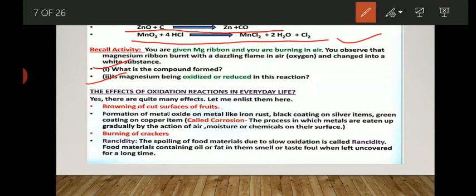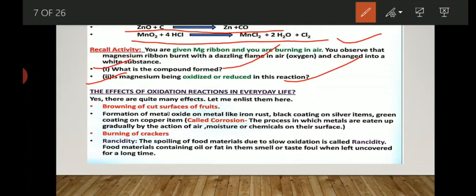See, when magnesium ribbon is burned with oxygen, it will form white color magnesium oxide. So it is oxidized, meaning magnesium gets combined with oxygen and forms magnesium oxide. So magnesium undergoes an oxidation process or oxidation reaction. The compound formed is magnesium oxide. So this is all about this activity and the answer to this activity.